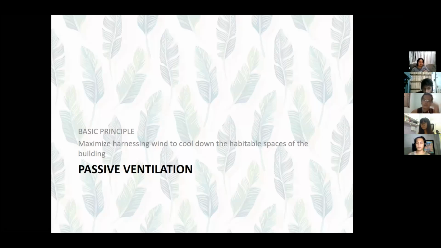Okay? So, passive ventilation is the harnessing of wind to cool down habitable spaces. Of course, there are times na wala ka talagang masilungan, di ba? Tapos, mahirap i-avoid yung heat, so may time man talaga na mainitan tayo. So, what can we do about it? Paano pa yung next step? After heat avoidance, passive ventilation tayo.